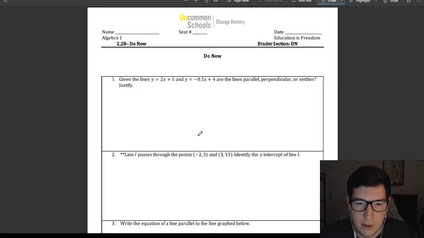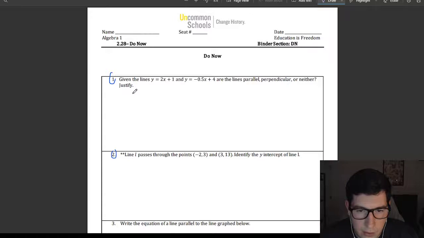Go ahead and pause the video here. Alright. So, quickly going through these, we're going to look at number 1 and number 2. Number 1 says that given the lines y equals 2x plus 1 and y equals negative 0.5x plus 4, are the lines parallel, perpendicular, or neither? Well, let's take a look.